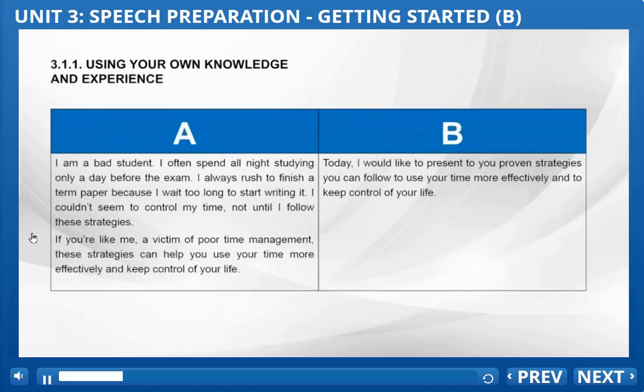The first way to open your speech is, I am a best student. I often spend all night studying only a day before the exam. I always rush to finish term paper because I wait too long to start writing it. I couldn't seem to control my time, not until I followed the strategies. If you are like me, a victim of poor time management, these strategies can help you to use your time more effectively and keep control of your life. So this is the first way to introduce your speech.